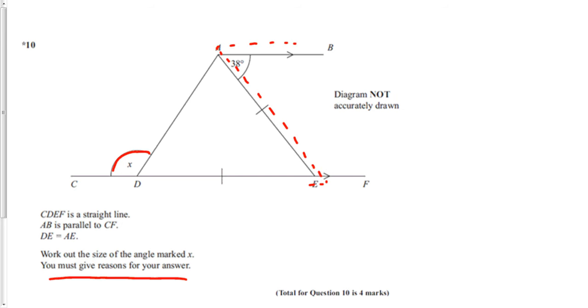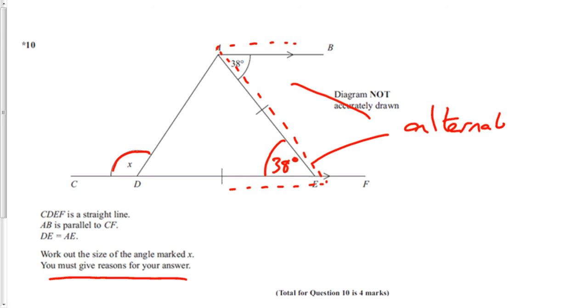We've got a z angle, but of course we're not allowed to call it a z angle. But if this one is 38 degrees, this one here is also going to be 38 degrees. We can't call it a z angle. What we need to say is that it's an alternate angle. So we're going to get at least 1 mark for saying that: 1 for getting the correct angle down here, that's 38, and 1 for giving a reason. A lot of people don't give the reason, so they only pick up half the marks.